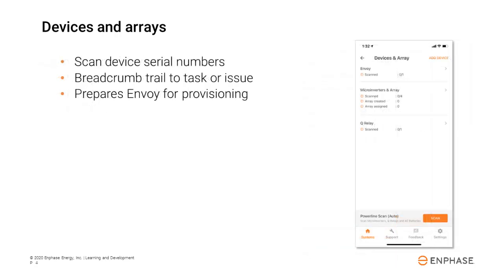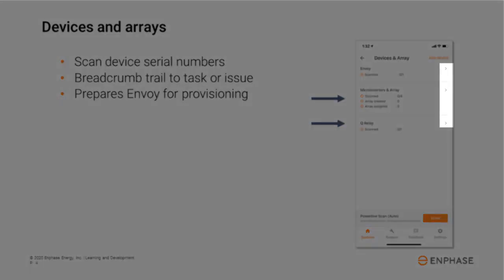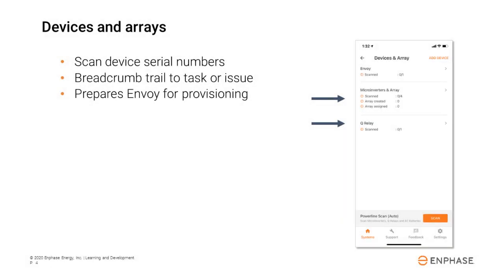Once you've entered the number of expected devices, you'll have the ability to scan the serial number stickers using your mobile device's camera. To scan the serial number for the Envoy and microinverters, tap the arrow next to each section. Let's walk through scanning the device serial numbers, starting with the Envoy.